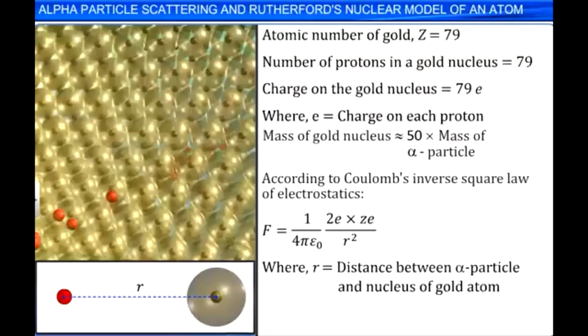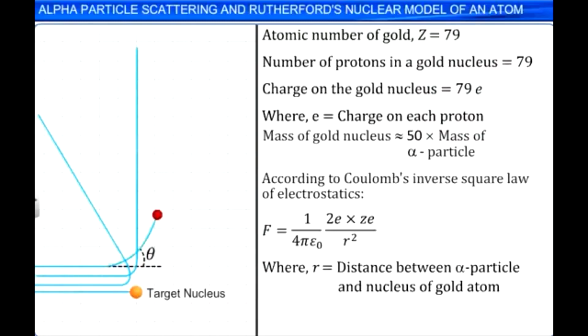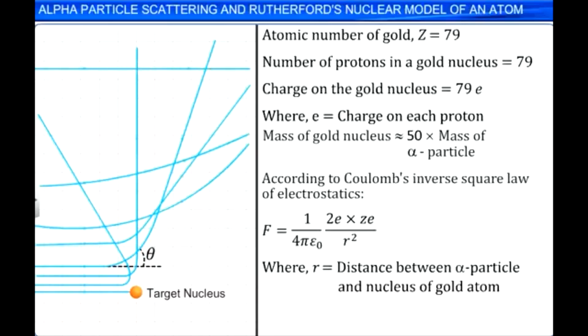The path of the alpha particle depends on the impact parameter b for the scattering, which is defined as the perpendicular distance between the direction of the initial velocity of the alpha particle and the nucleus of the gold atom. The alpha particles have a range of impact parameters. So the alpha particles are scattered in different directions. If the impact parameter is large, the alpha particles pass without deviation.